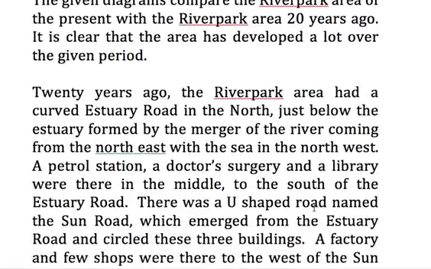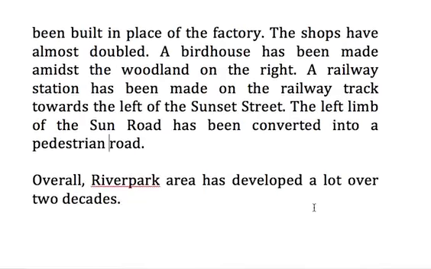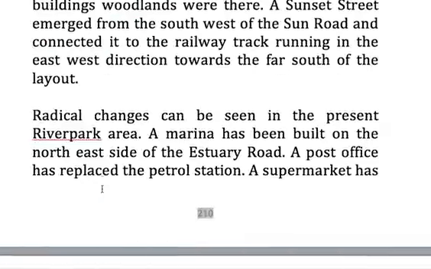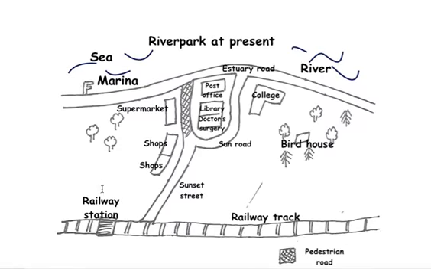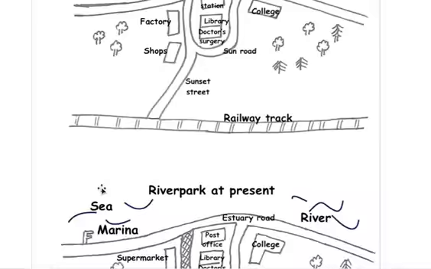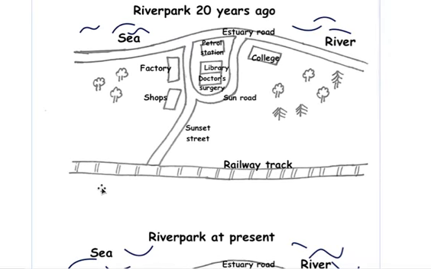So this is the second paragraph, and then just one line: overall, River Park area has developed a lot over 2 decades. So I hope you liked this explanation. It has gone well beyond the 150 words, because there was a lot to write in this. And that is why I tell all my students to practice writing the map. Sometimes it's very easy and sometimes there's a lot to write. So you have to learn how to condense things also. I've tried to condense, but whatever I've tried, I couldn't make it shorter than this.